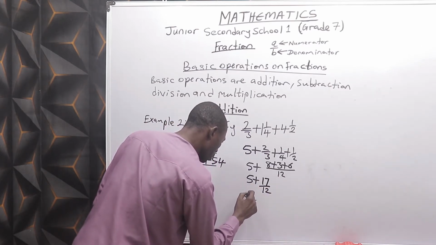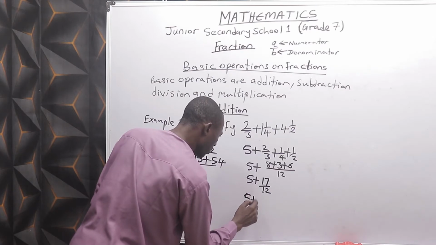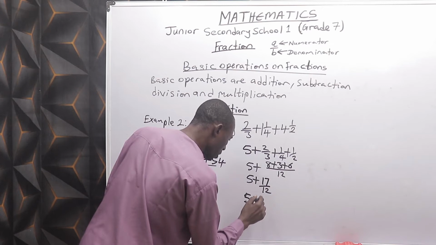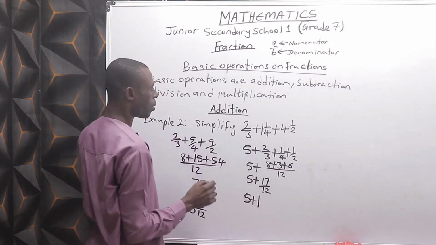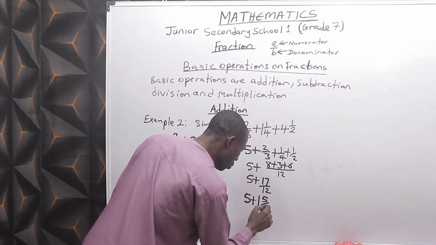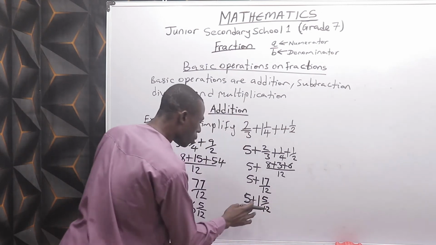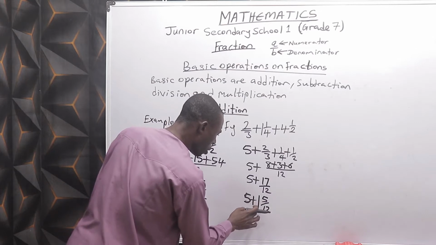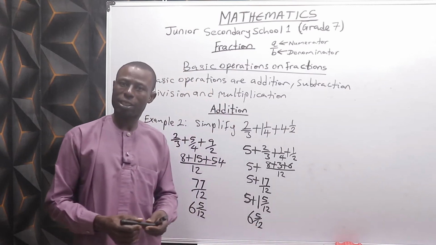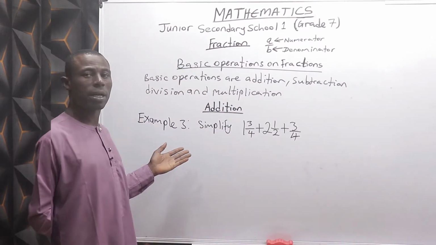5 plus, convert 17 over 12 into a mixed number. 12 in 17, that's 1. Remains 5. You have 5 over 12. So 5 plus 1 whole number 5 over 12, that is 6 whole number 5 over 12. Do you understand? Good. Consider example 3.